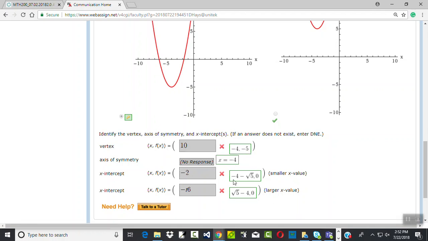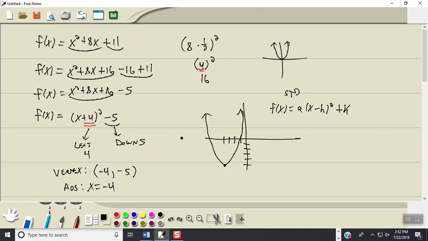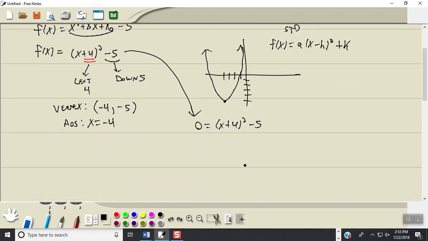Now the x-intercept. This is probably the easiest one to work with when you've got it in standard form. To find your x-intercept, you plug 0 in for the other variable. So we'll plug 0 in for y. So we got 0 is equal to x plus 4 squared minus 5. We want to solve for x, so I take negative 5 over, it becomes a positive 5.